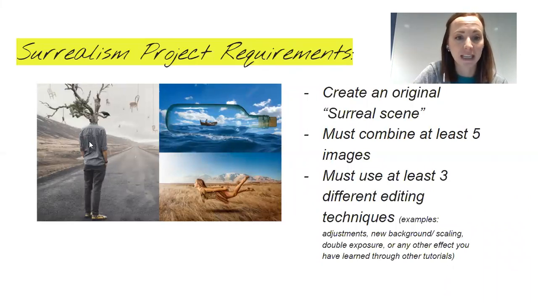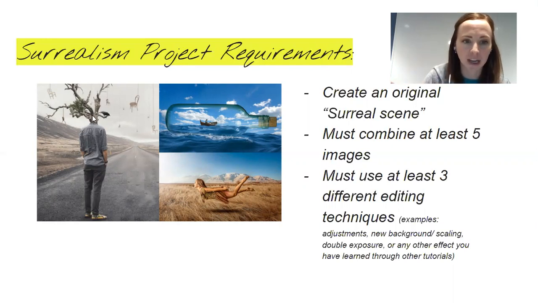So if you look at these examples, you've got the main background, you've got the man standing here, and then you've got the tree, and then you've got all these different things hanging from the tree, and all of those would count as individual images. Okay, so this has more than 5 here, but you need to have at least 5 images combined in some way, even if it's just a little aspect of your project.